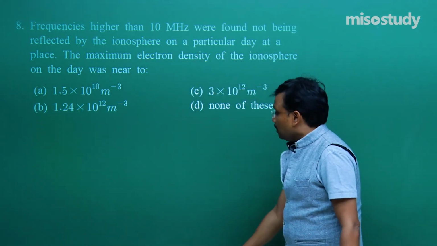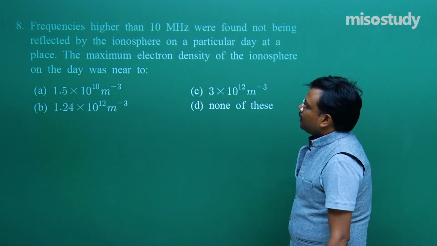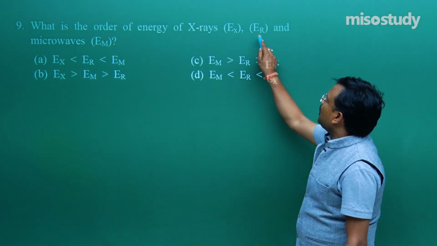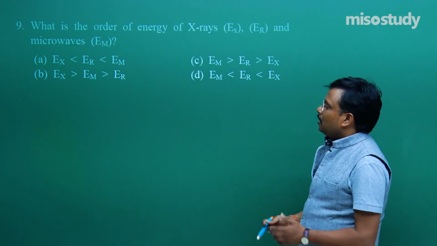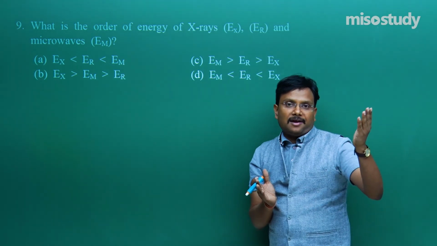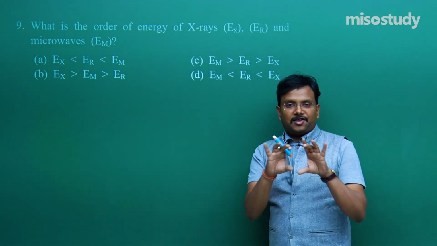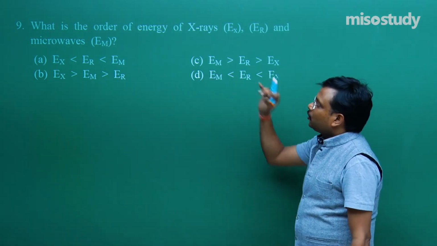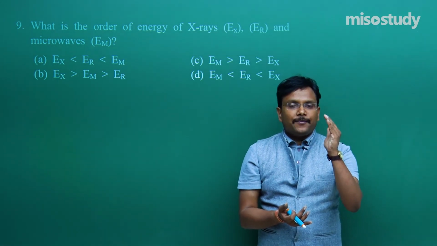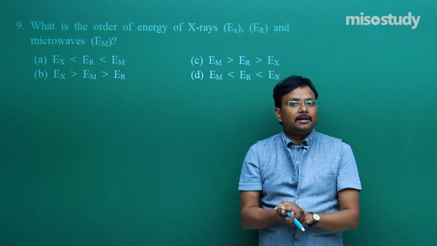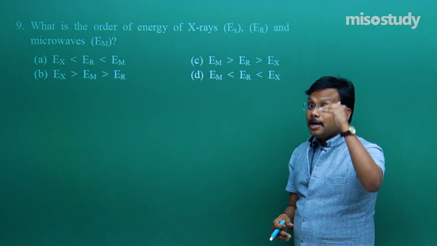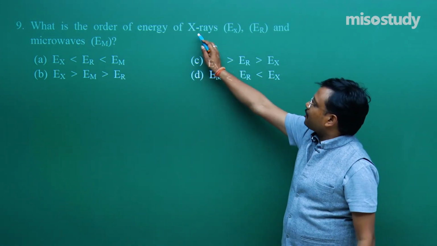Simple concept. So now comes question number 9. What is the order of energy of X-rays, EX, ER, radio waves and microwaves? Fine. Now, from where are we picking this question? Once again, that same electromagnetic spectrum. Because in the electromagnetic spectrum, if you have clarity of the frequency associated with different radiations, you will definitely find out that the frequency of X-rays is very high, just below the cosmic rays. So they have maximum energy.